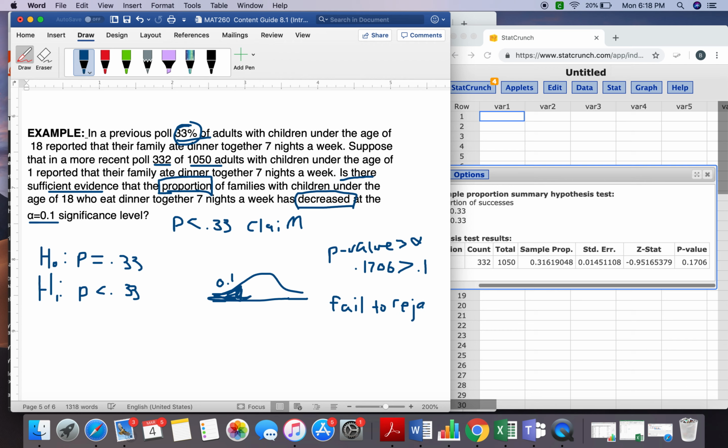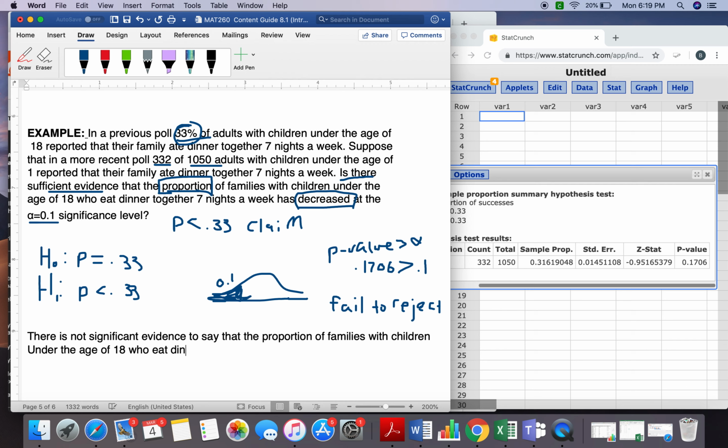So if we wanted to write this down, we can say that there is not significant evidence to say that the proportion of families with children under the age of 18 who eat dinner together 7 nights a week has decreased at the 0.1 level of significance. So there's not significant evidence to support our claim.